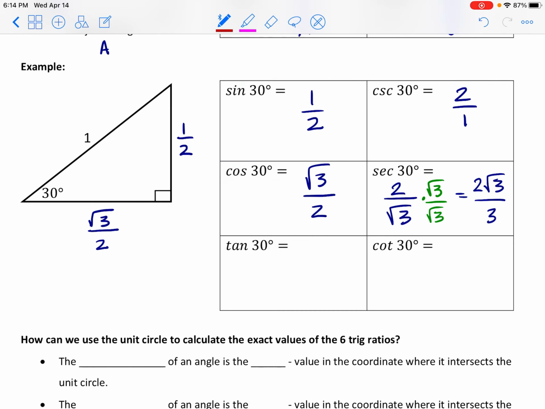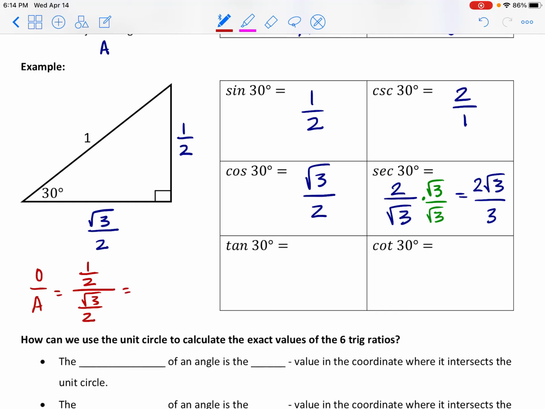So for tangent, when we take the opposite over the adjacent, we end up with a fraction over a fraction. So we end up with opposite 1/2 over adjacent radical 3 over 2. Now, this is one fraction being divided by another, but we don't divide fractions, we multiply by the reciprocal.